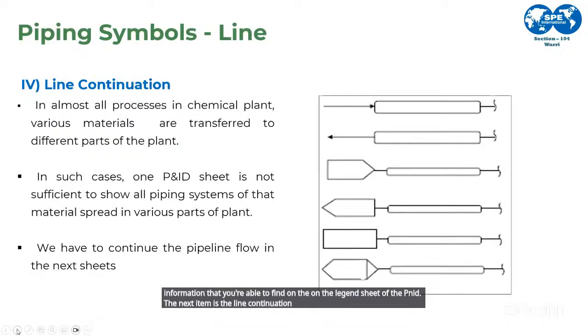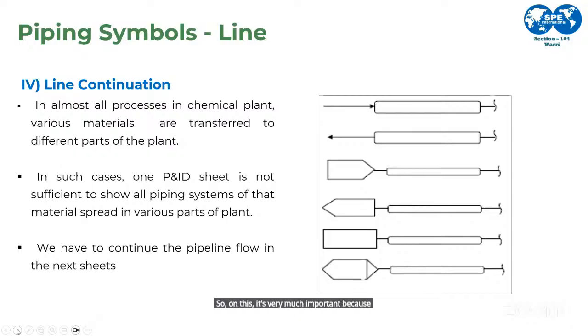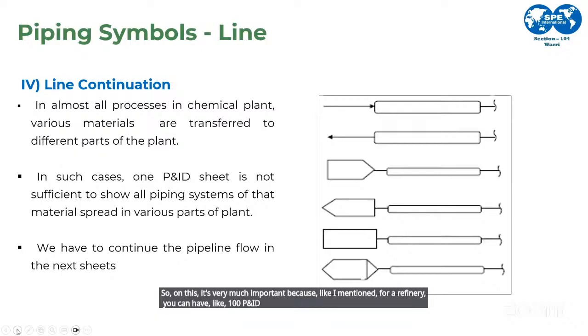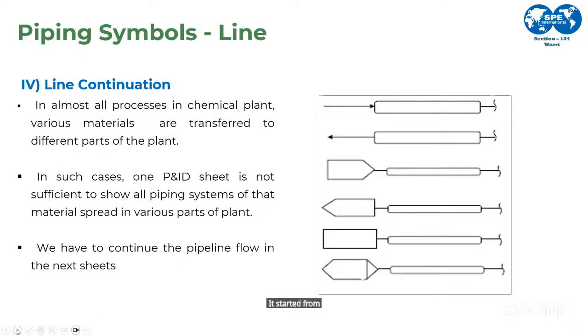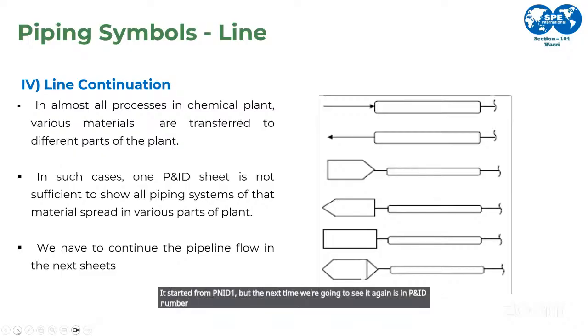The next item is the line continuation. This is very important because, like I mentioned, for a refinery, you can have like 100 P&IDs, different sheets. And it's very important to be able to see how it flows from one sheet to the next sheet. You're able to see that, okay, this line started from P&ID 1, but the next time we're going to see it again is in P&ID number 5. You're able to see how that connection is made in your P&ID as well.